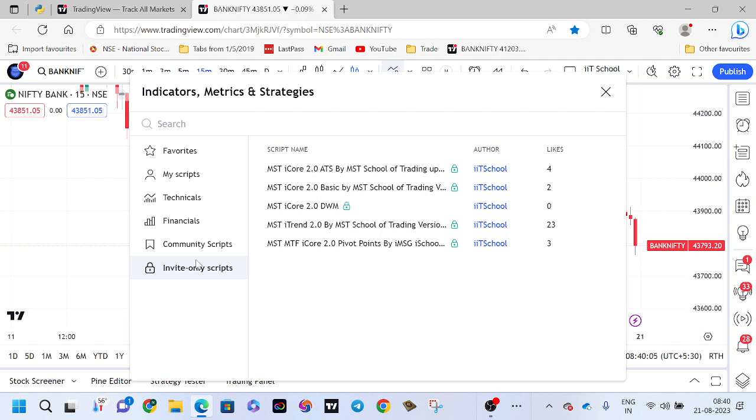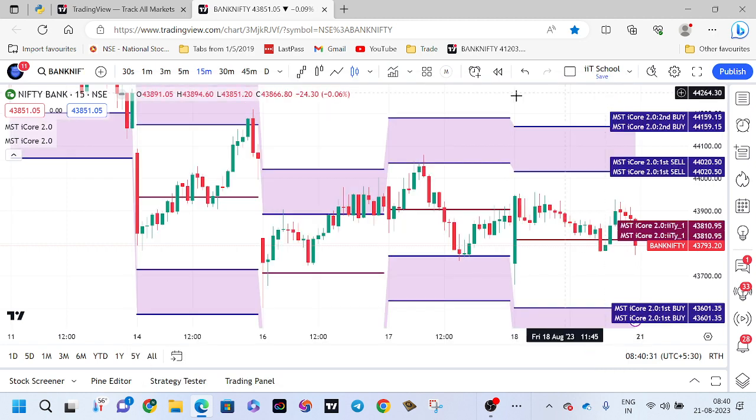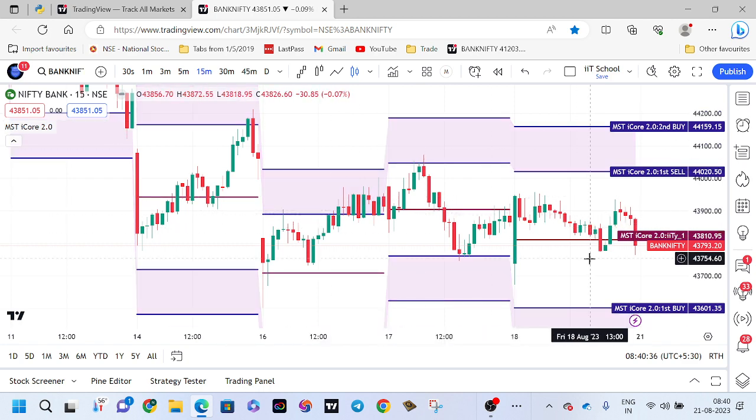In invite only scripts, whatever you have subscribed to will be available. So now you select MST iCore 2.0 ATS by MST School of Trading. Once you give a single click on it, it will automatically appear on your chart. Okay, I have clicked twice, so it has come 2 times. So I will remove one. Now it is in default settings.